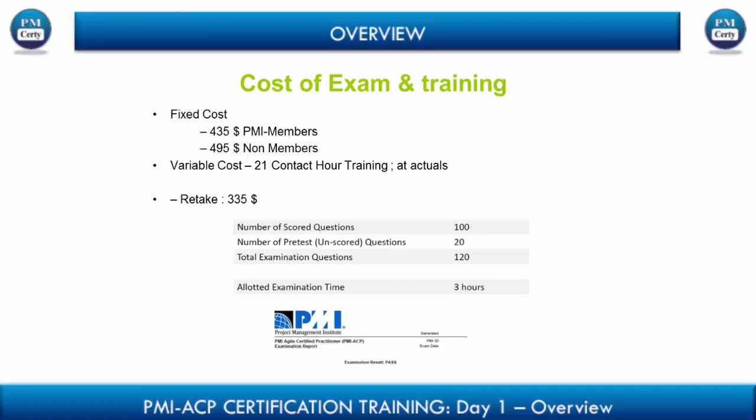The number of questions, a total of 120. In the 120, there are 20 which are called pre-test questions, which means these will not be scored to give your eventual mark base. But we will not know which of these questions in the 120 are the pre-test questions. In other words, you'll have 20 hidden away somewhere which are not going to be scored for you, but you won't know which those are.